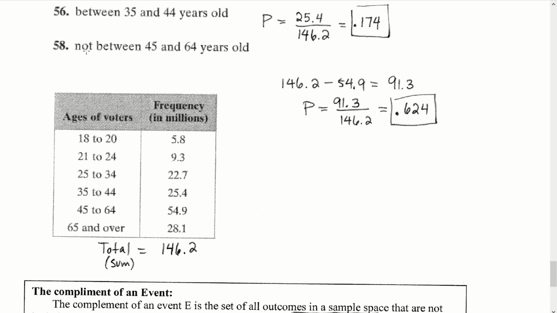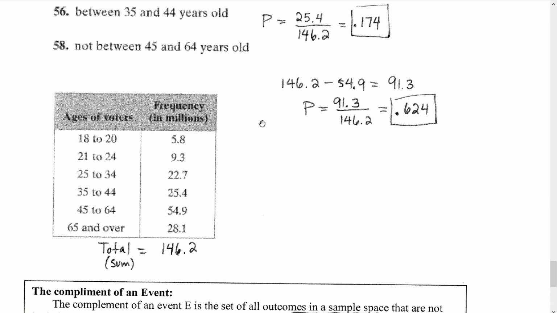To calculate the probability that somebody is not between 45 and 64, what you could do is add all of the people that are not in this category. That would be 5.8 plus 9.3 plus 22.7 plus the 25.4. Skip over this one and then add the 28.1. That would give us 91.3. And then that's going to be out of the 146.2.